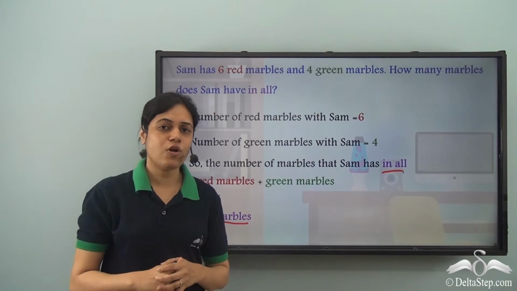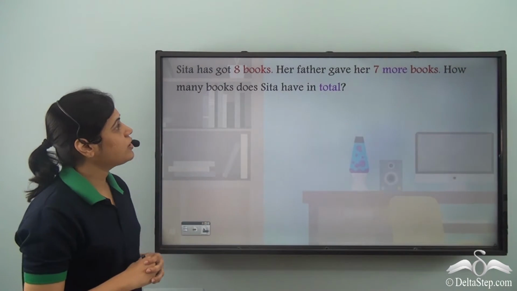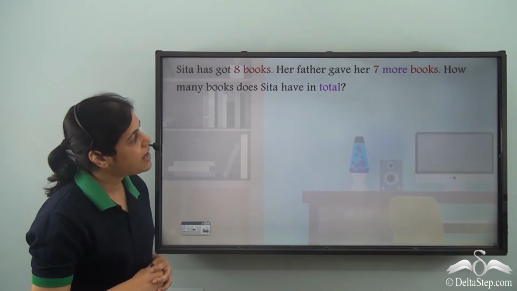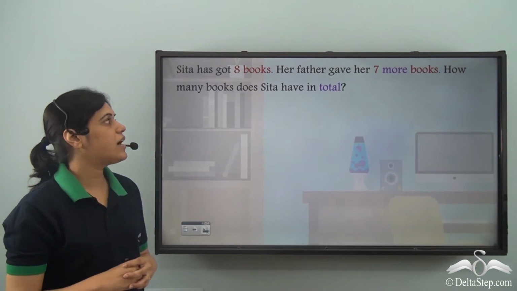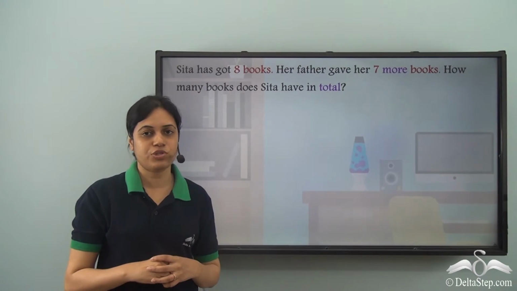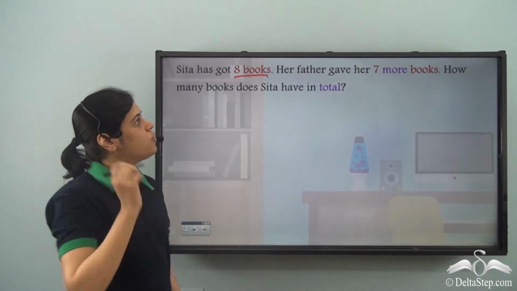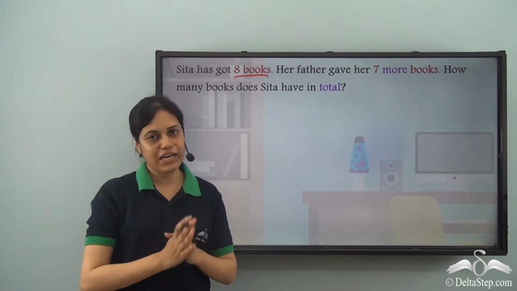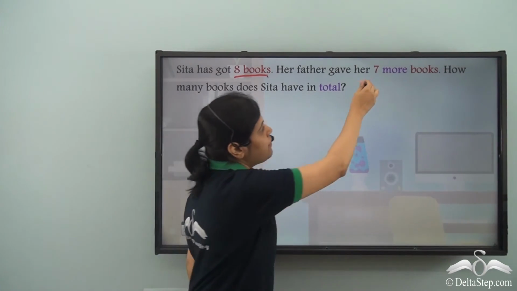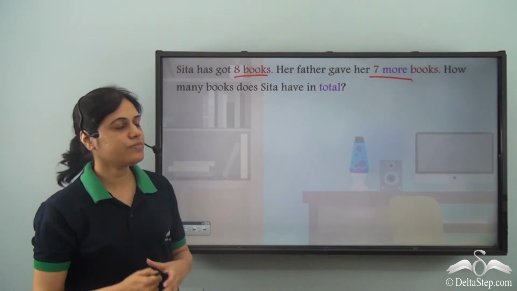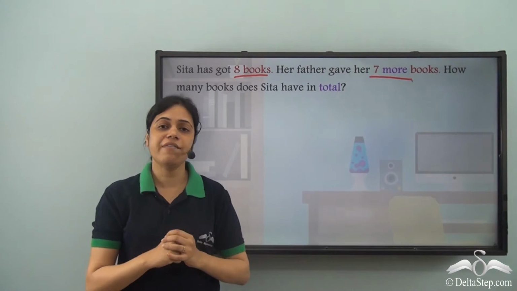Let's try and solve one more word problem. Sita has got 8 books. Her father gave her 7 more books. How many books does Sita have in total? So we have this girl Sita who initially had 8 books, and then her father gifted her 7 more books. So we need to find how many books Sita has in total.